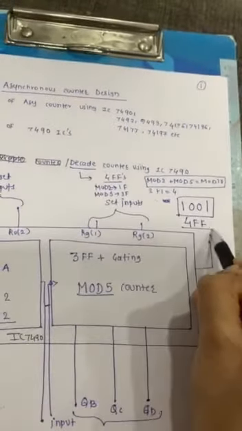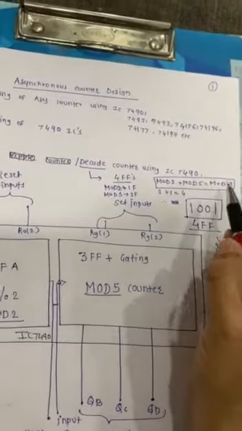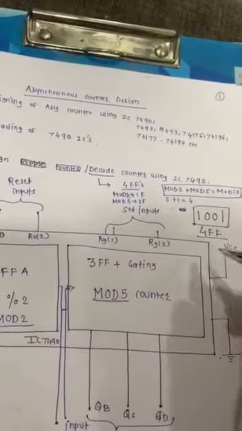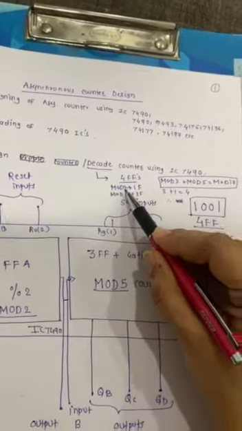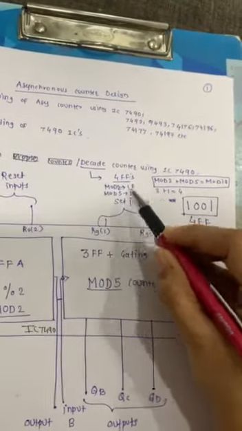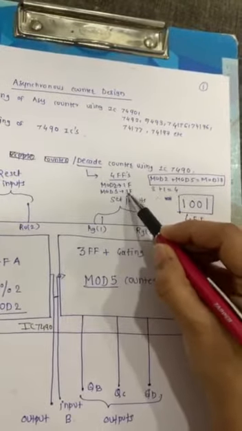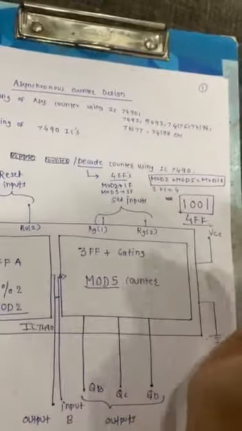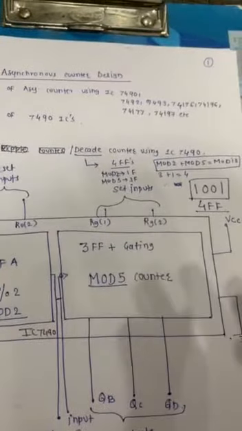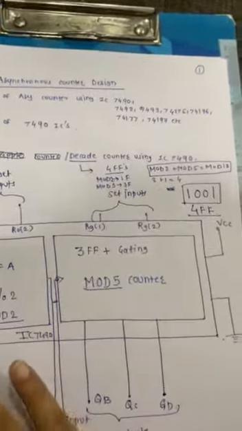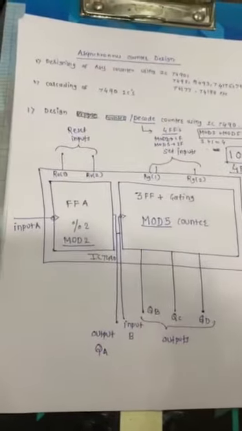For these 4 flip-flops, the internal structure of IC 7490 is as follows. First is a mod 2 counter, in which we use 1 flip-flop, and second is a mod 5 counter, in which we use 3 flip-flops. 3 plus 1 is 4, and that satisfies our aim. In a decade counter we need 4 flip-flops, and that is equally present in IC 7490, right? So this is the internal structure of the IC 7490.